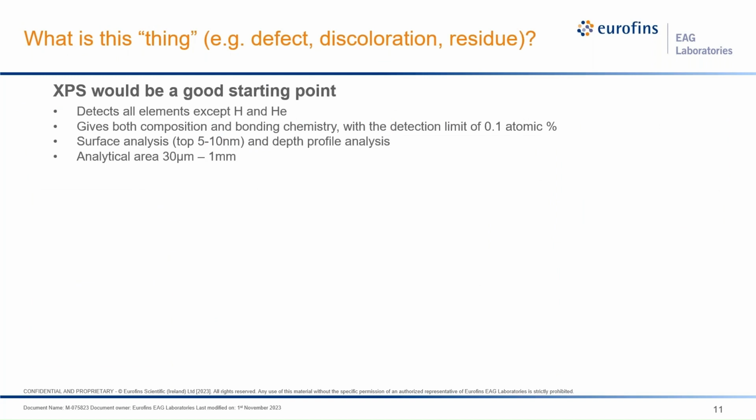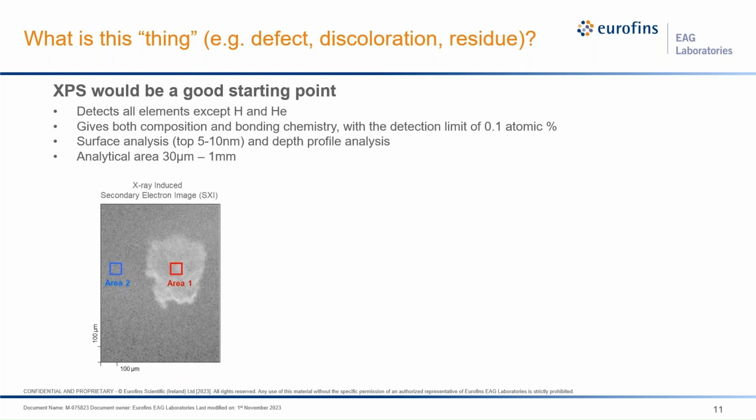So the general question that we usually get at the beginning is, what is this contamination? If you don't have any idea of what the source of the contamination would be, XPS will be a very good starting point because it measures all the elements except for hydrogen and helium with the detection limit down to 0.1 atomic percent.